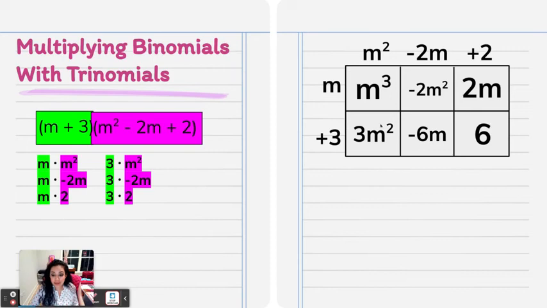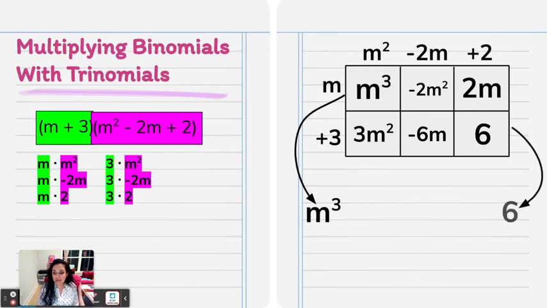Okay, so just like before, in standard form, I want the variable with the highest exponent first. So notice 3 is my highest exponent, so that's going to go first when I write out my polynomial. And then I want my constant, meaning the number without the variable, to go at the end. So that 6 is going to go at the very end. Now to fill in the middle, I could write them all out and then combine like terms, but I could also go ahead and see, oh, here are my like terms. Let me go ahead and add those.